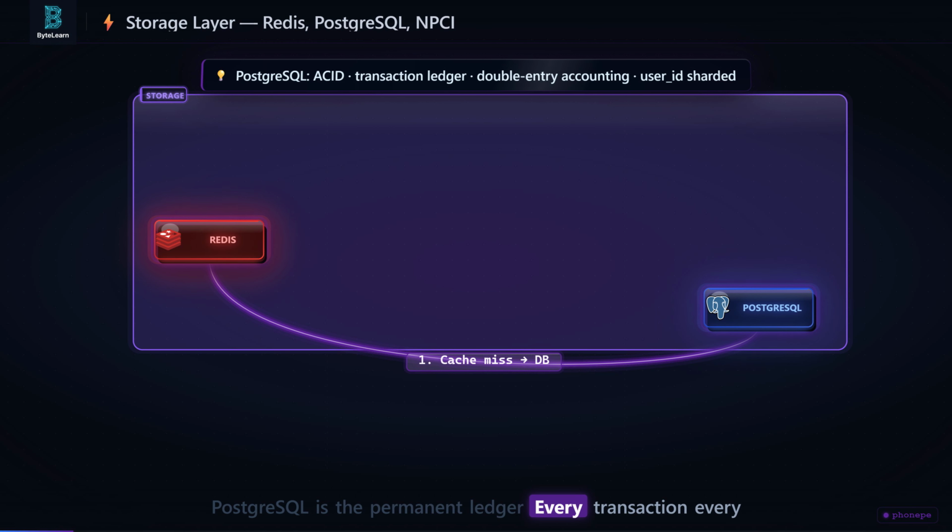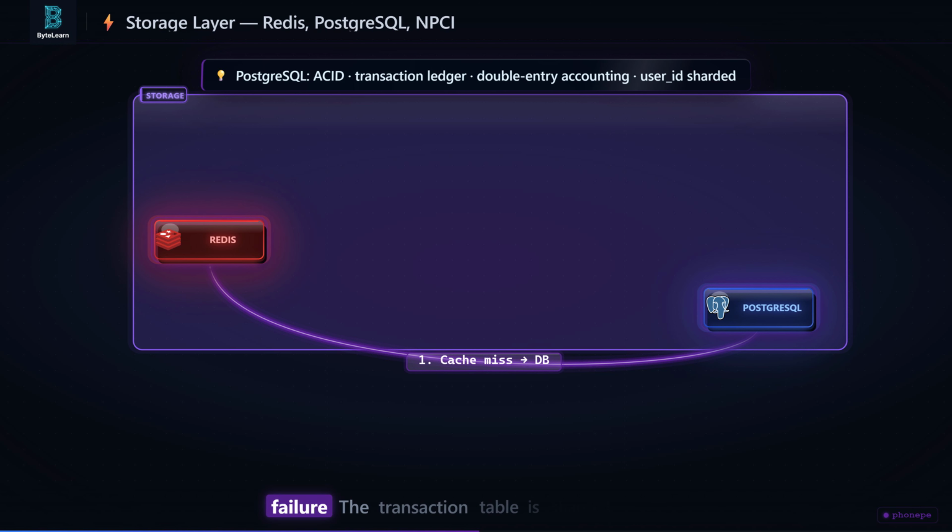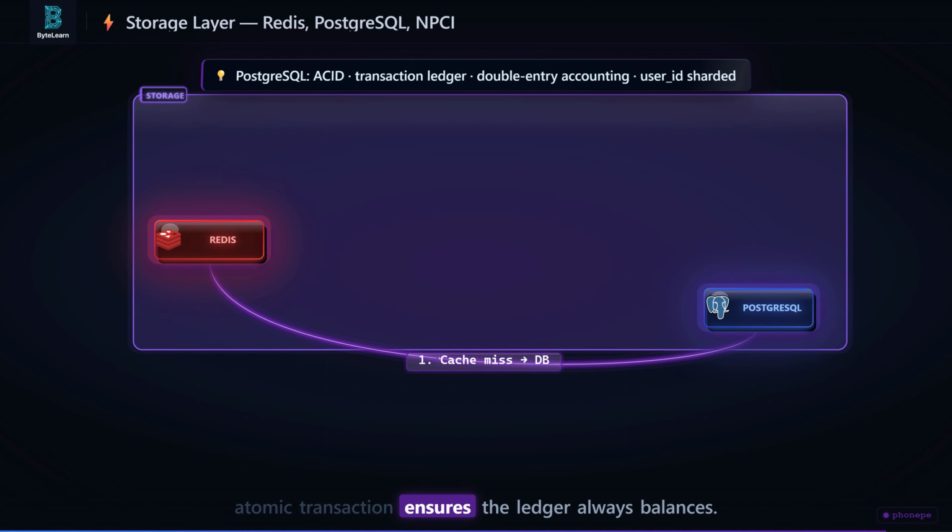PostgreSQL is the permanent ledger. Every transaction, every user account, every VPA registration is stored here. PostgreSQL's ACID guarantees mean no transaction is lost even under server failure. The transaction table is sharded by user ID to distribute load. Double entry accounting, debit and credit as separate rows in the same atomic transaction, ensures the ledger always balances.